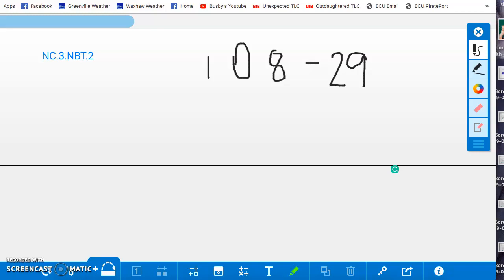So we're going to use the estimation strategy to assess reasonableness of answers. We're going to look at 108. When you look at 108, it seems reasonable to go down to 100. Now, we can't forget to put a subtraction. Okay, now 29. It does seem like it would go down to 20, but it is a little bit closer to 30, so I would estimate 30.